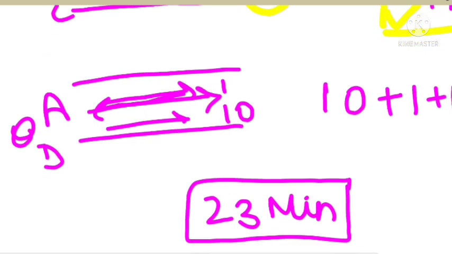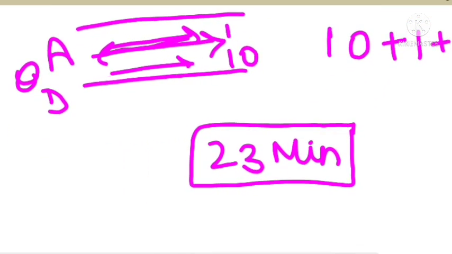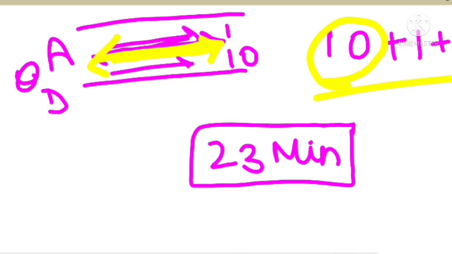Now A and D. A again takes 1 minute, and D takes 10 minutes. So they both take 10 minutes to cross the bridge. 1 more minute because he has to return to the starting point to return the lamp, and 1 more minute because he will now cross the bridge alone without the lamp. So 10 plus 1 plus 1 means 12 minutes. So the total is 23 minutes. This is the time taken by all the friends so that they can cross the bridge.